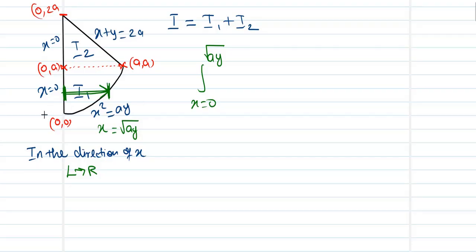Now moving to the limit of y. From here to here is my first region. The limit of y is 0 at the bottom and the limit of y is a at the top. So y varies between 0 to a.